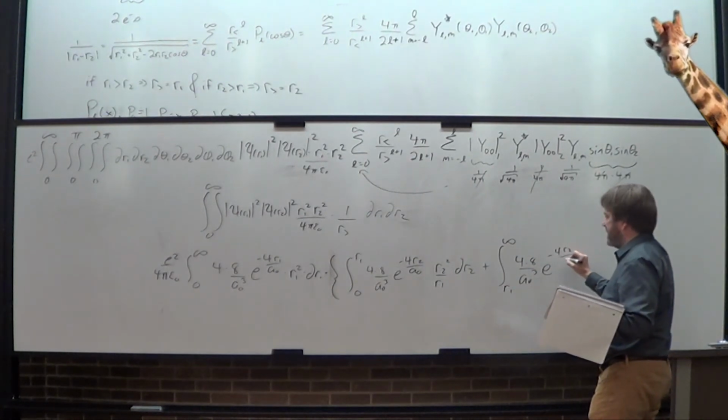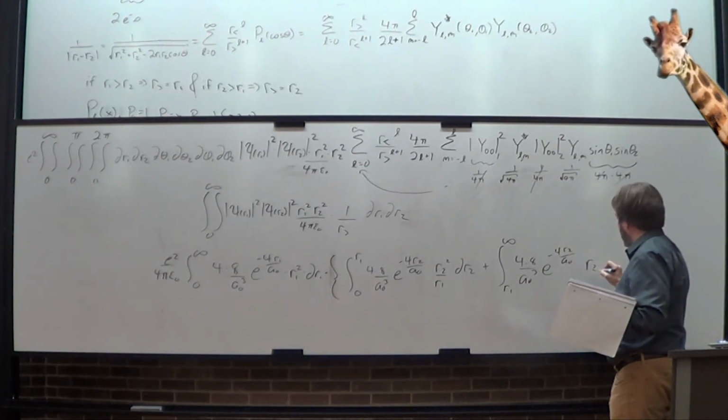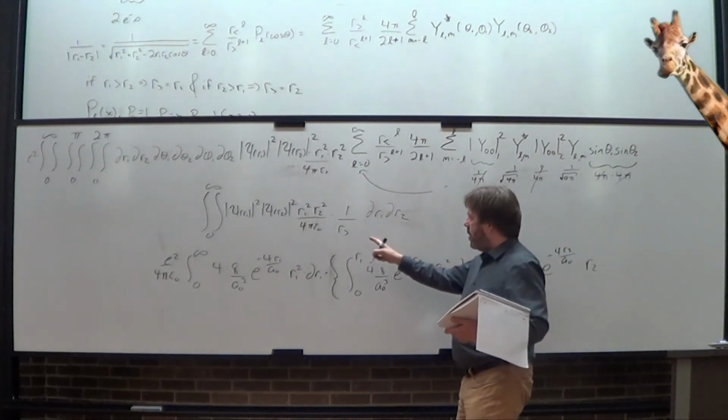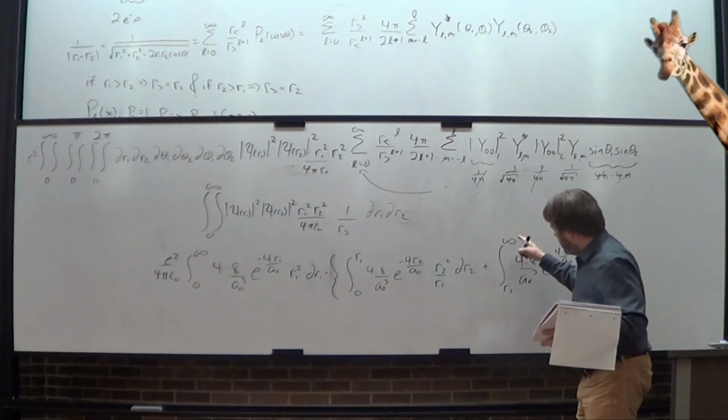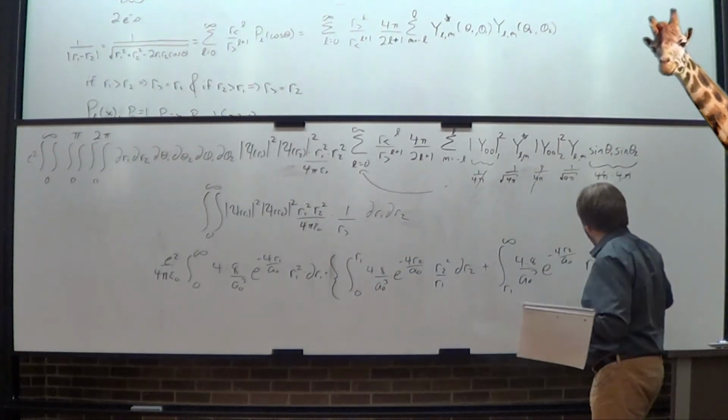All the rest of this is the same. Okay. Now, R2 is greater than R1, right? R2 is by definition greater than R1. And that makes R greater equal to R2.